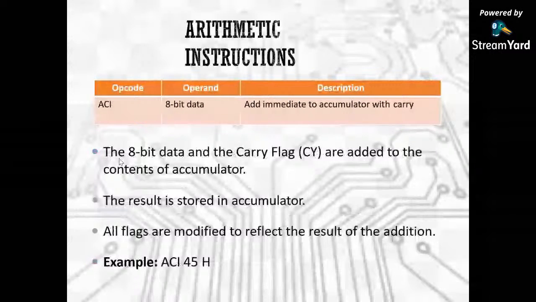We also have ACI, add immediate to accumulator with carry. So it means that 8-bit data and the carry flag are added to the contents of the accumulator. The result will be stored in the accumulator. All flags are modified, of course, to reflect the result of the addition. For example, add immediate with carry, ACI 45 hexa.